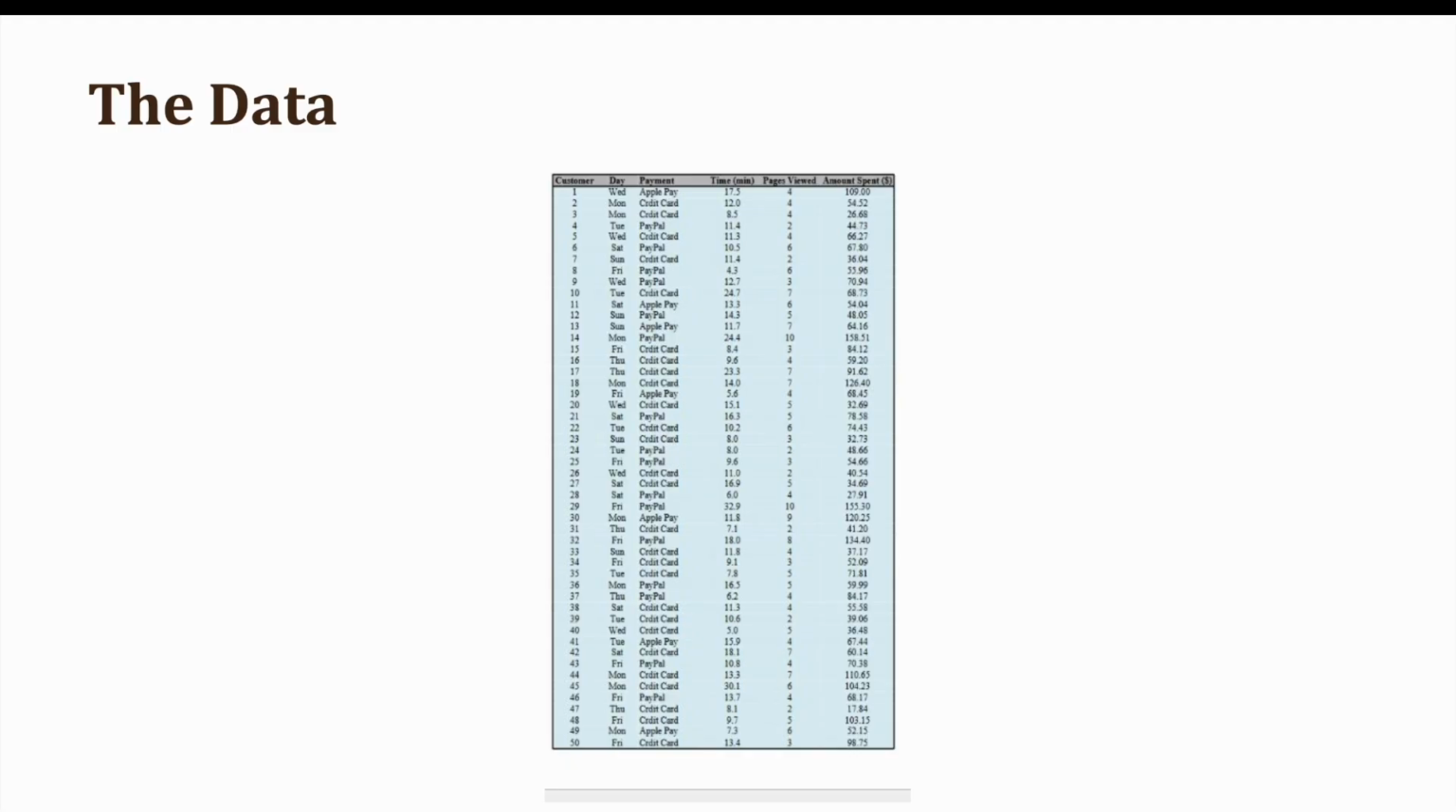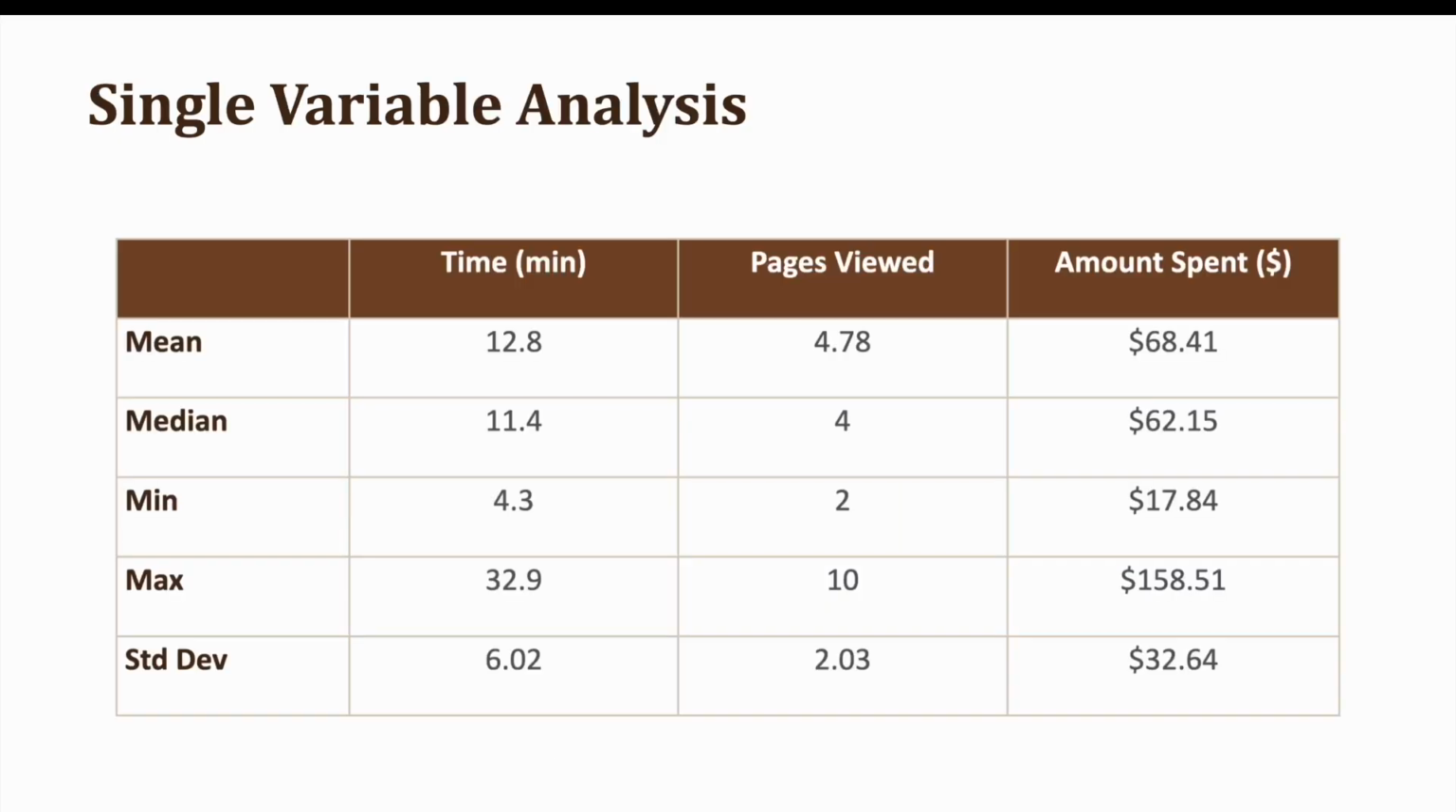So, here's the data we're working with. This is a sample of 50 online transactions pulled from last month's sales. For every single transaction, we have five pieces of information: what day of the week it happened, what payment method the customer used, how long they spent on the website in minutes, how many pages they viewed, and finally, how much money they spent. Now, two of these are categorical variables, which is the day and the payment method, and the other three are quantitative: time, pages, and amount spent. That distinction matters because it determines what kind of analysis we can run on each one. So with that out of the way, let's get into the numbers.